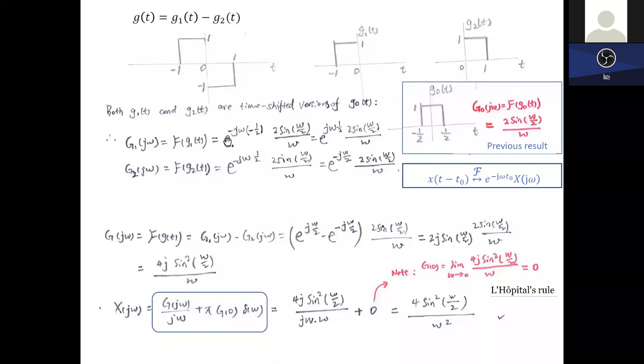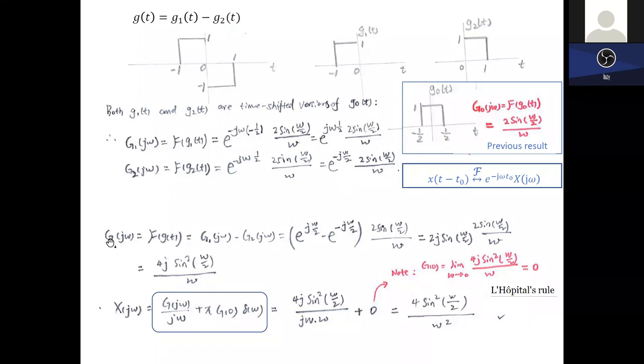Because it should be exponential minus j omega t zero. But for g1 of t, we are shifting g0 of t to the left. In that case, t zero is minus 1/2. So two minus signs cancel each other. That's why for g1 of t, it has exponential plus j omega 1/2 in its result. For g2 of t, it's a shift in the other direction. So it is exponential minus j omega divided by 2.